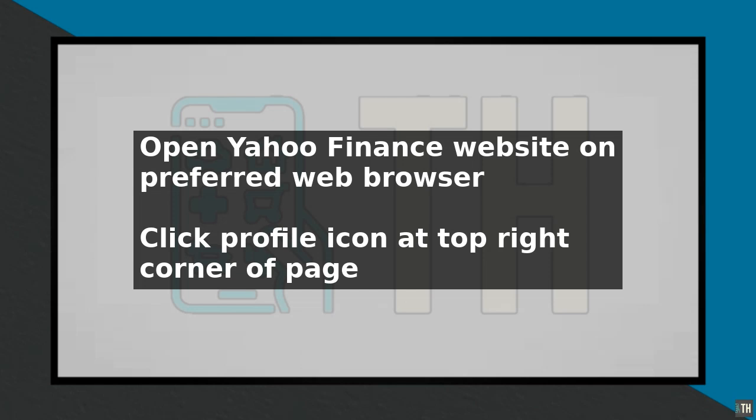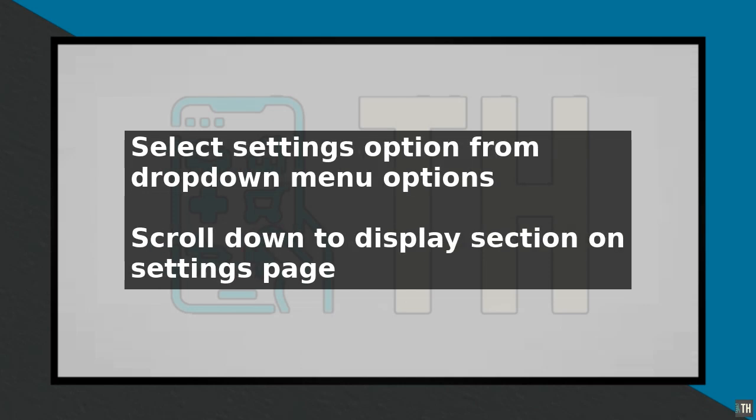This will open a drop-down menu with various options. From the drop-down menu, select the Settings option. This will take you to the Yahoo Finance settings page where you can customize various features, including the display mode.